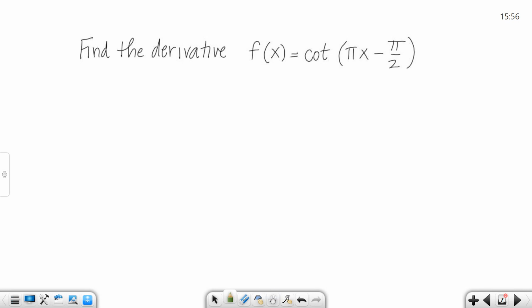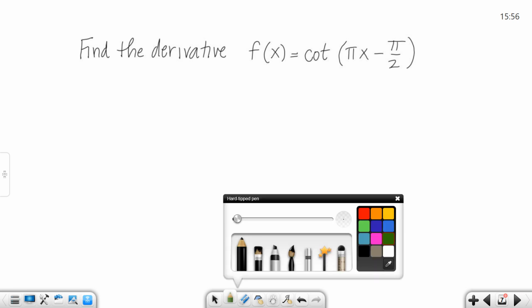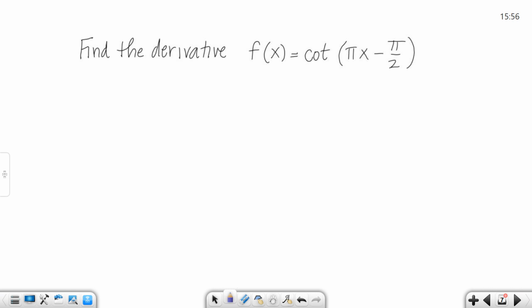Okay, now we're moving on to the trig aspect of the chain rule. And you're going to use the chain rule anytime you have an inside function. And at this point, looking at this cotangent function you see on the screen, you no longer have cotangent of x. You have cotangent of some more advanced expression, and you're going to have to use the chain rule. Now when I use the chain rule with trig, I consider this three different pieces.